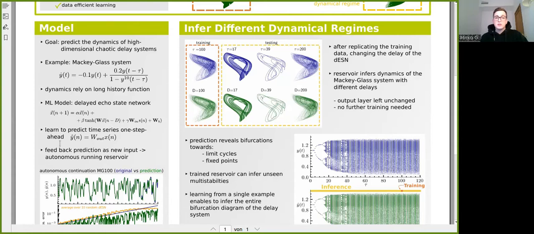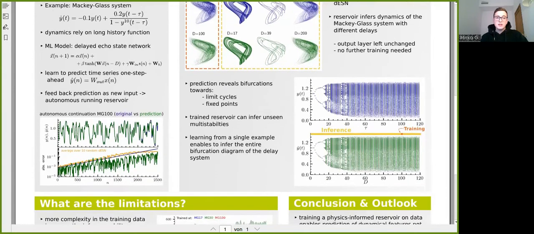We learn for the one step ahead prediction by optimizing these W out weights. And after we find an optimal setting of the output weights, we feed back this ŷ of n as the new input to the reservoir. In the figure here, you can see that the original trajectory in blue is almost identically reproduced by the reservoir, and only after 2000 steps it starts to visibly diverge.